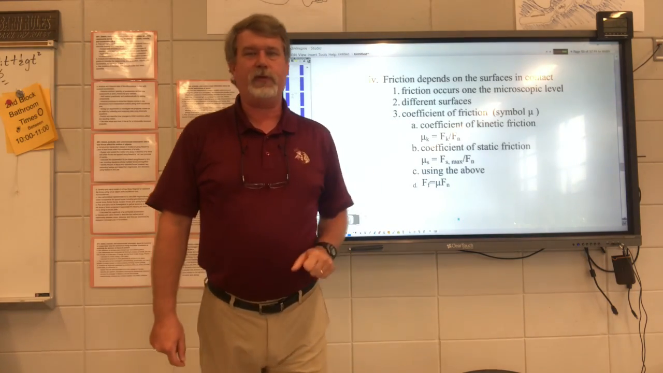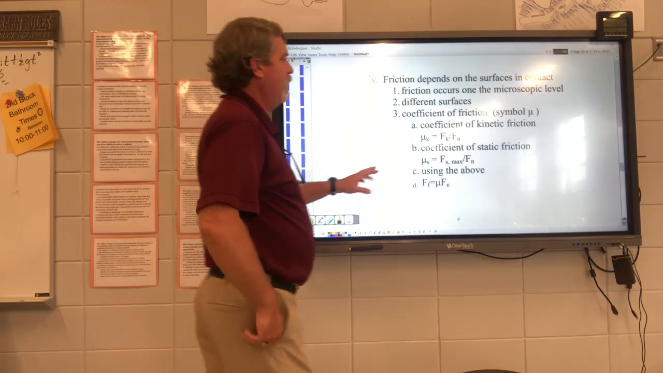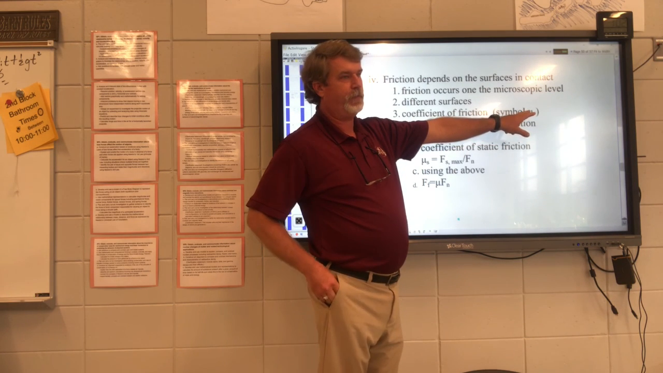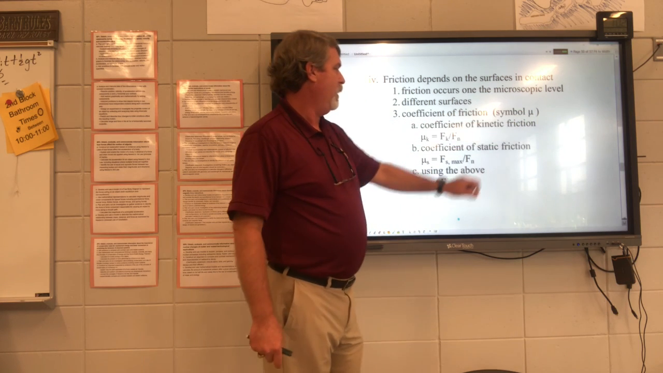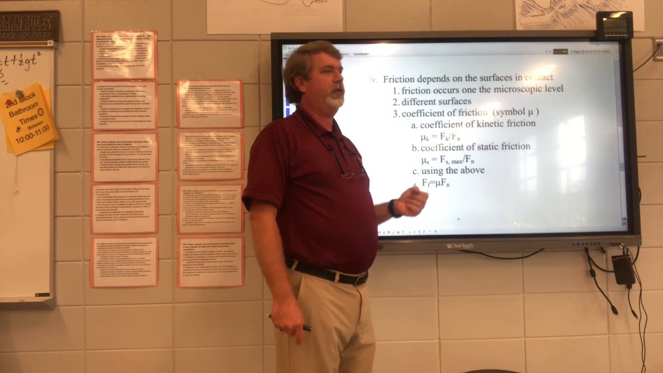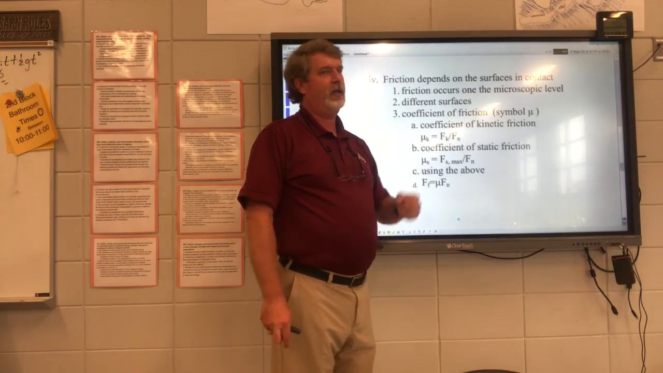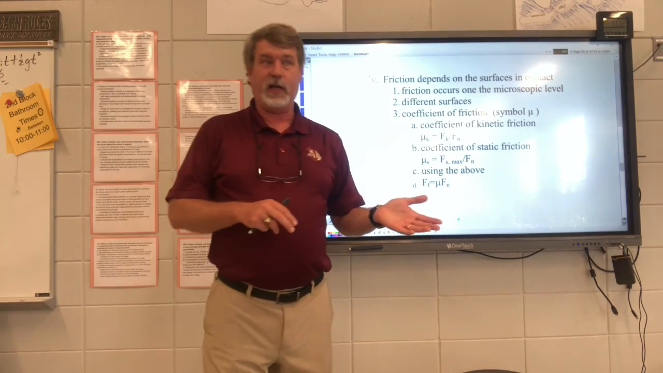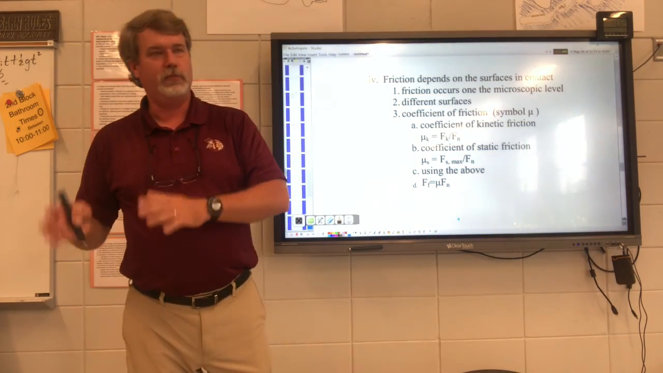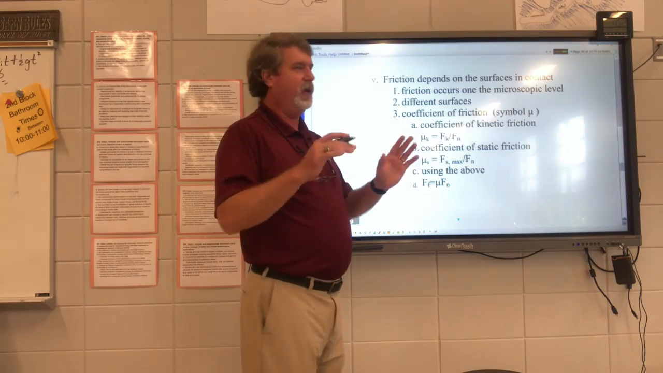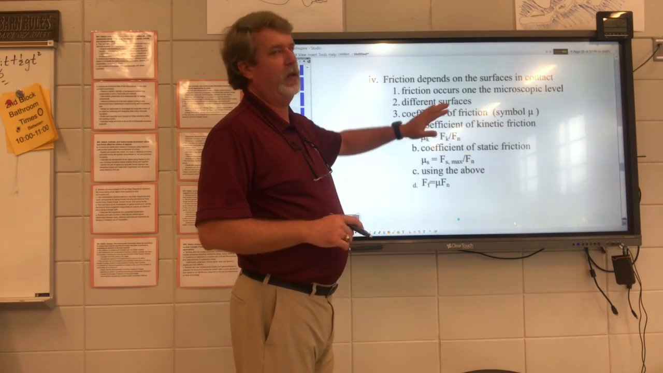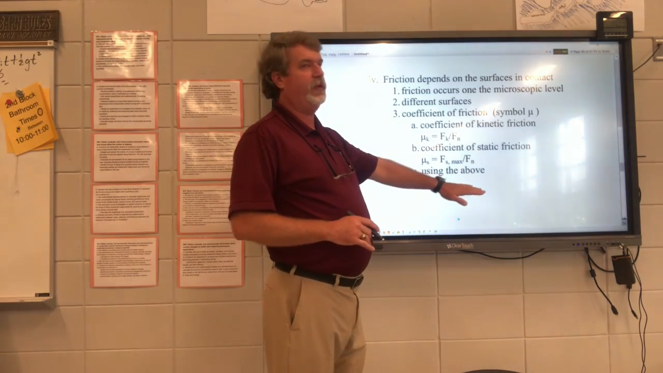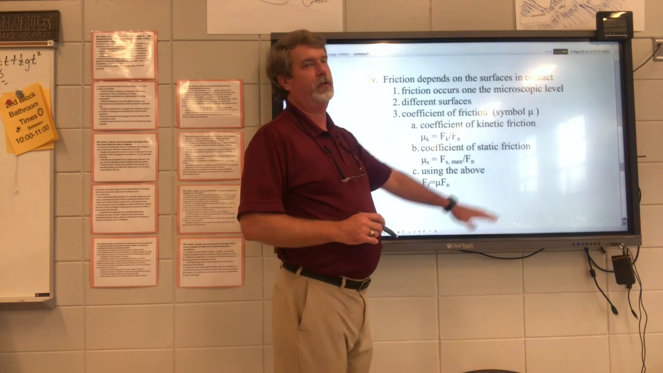There is a number that represents the surface. It's called the coefficient of friction. It is given by the symbol mu, this funny looking U. We have one for kinetic friction and one for static friction. You don't really have to worry about the differences in those, except you use the static when it's at rest and you use the kinetic when it's moving. As simple as that. It's not 5 different formulas. It's just static, kinetic. Using the above, we build a formula for friction.